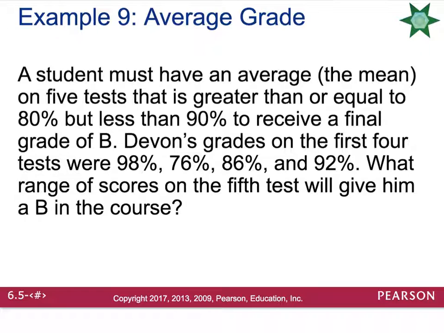Let's look at an example really quick of a story problem, and then you guys can start your homework. A student must have an average, which is the mean, on 5 tests that is greater than or equal to 80%, but less than 90% to receive a final grade of B. Devin's grades on the first 4 tests were 98%, 76%, 86%, and 92%. What range of scores on the 5th test will give him a B?